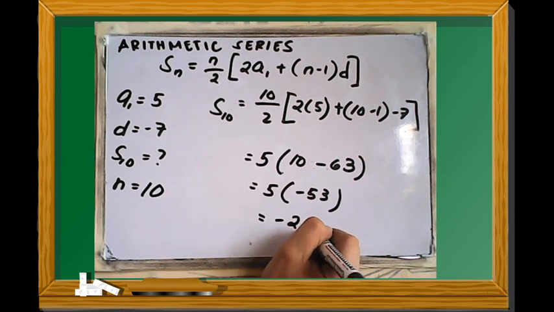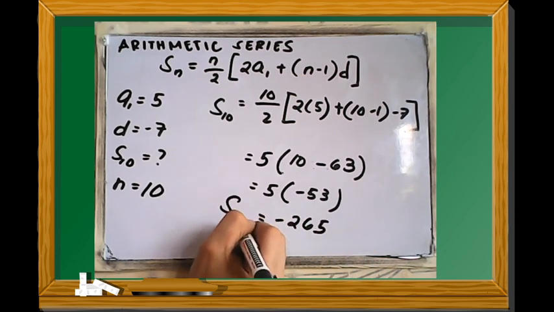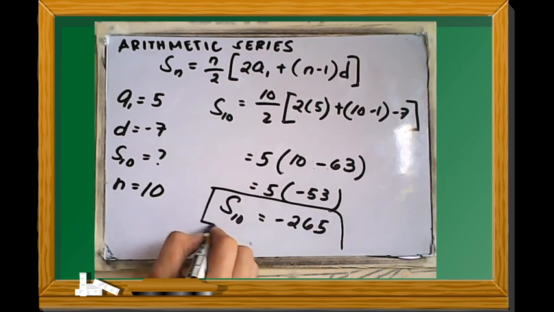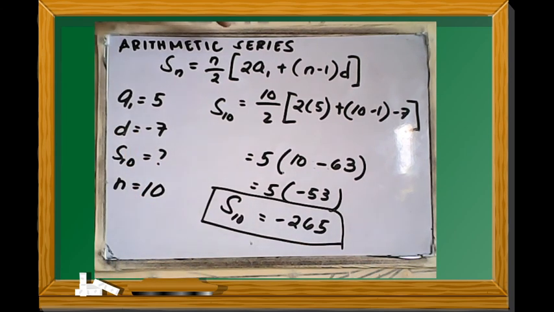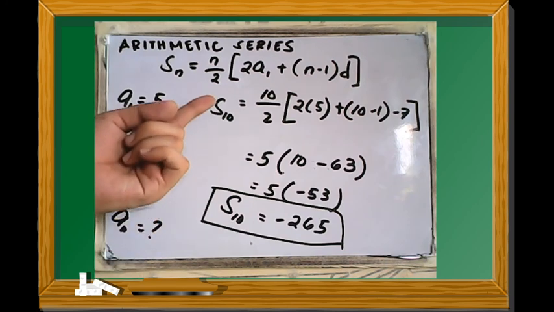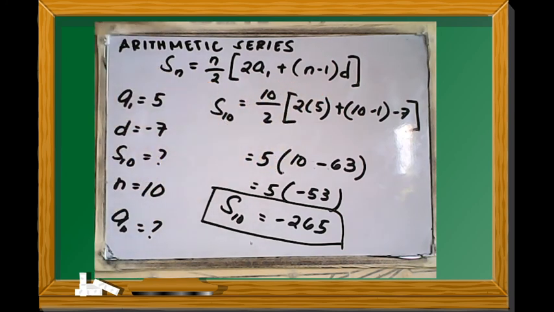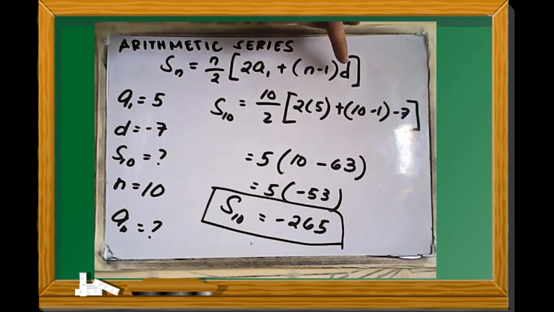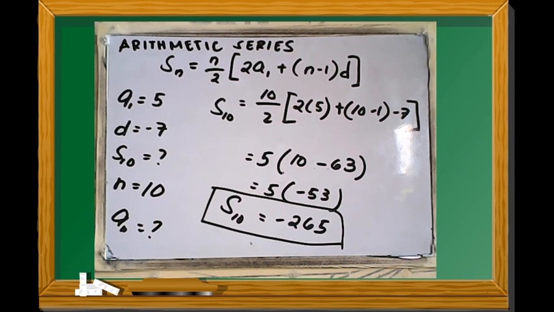negative 265. So the value of S sub 10 is negative 265. So we can use this formula if a sub n is also missing, because in this formula, all we need is the number of terms, the first term, and the common difference. So the answer is negative 265. So that is how to solve arithmetic means and arithmetic series.